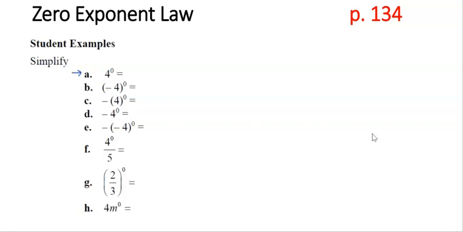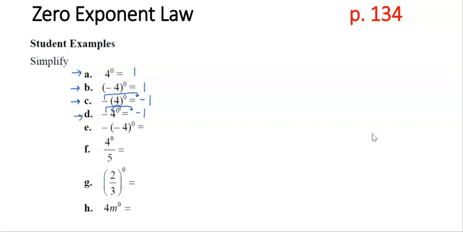So for A, we have 4 to the power of 0. That's just 1. For B, we have negative 4 all wrapped into the power of 0. 1. For C, we have 4 to the power of 0, but a negative sign floating out in front. This is negative 1. For D, even though we don't have brackets, that zero exponent only belongs to the 4. Again, that negative sign is brought forward, negative 1.